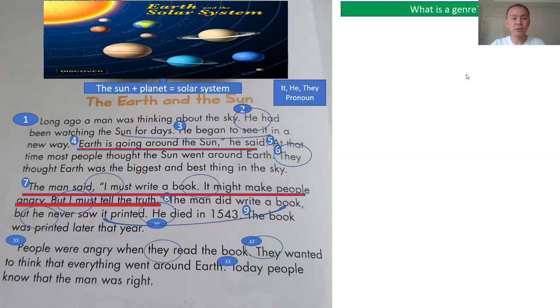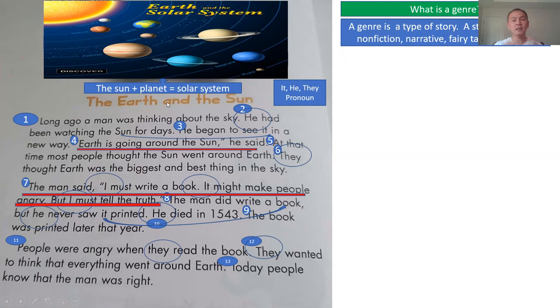Okay? So what is genre? Genre is a French word, and we pronounce it "genre." So genre is a type of story. When you begin to write a story, you have to think, okay, am I going to write a true story? Am I going to write a short story? Am I going to write a false, not true story? So what kind of story will you use? What kind of genre will you use?